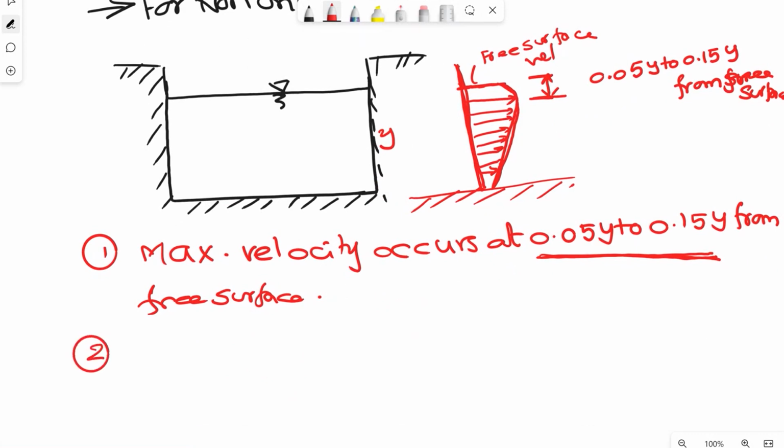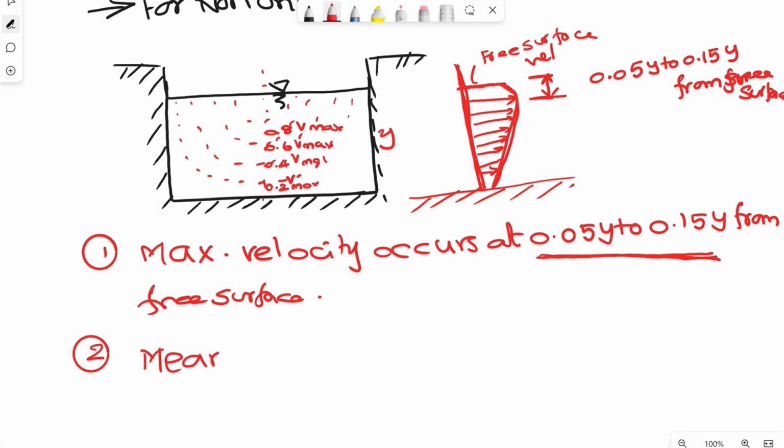Then next, along the vertical section, I can also draw how the velocity contours will be. This is how the velocity contours are going to be. Here it will be around 0.2 Vmax, here 0.4 Vmax, here 0.6 Vmax. Like that, if you move upward, this is 0.8 Vmax, and then the maximum. This is how the velocity distribution contours will be. Next, the second question is mean velocity.